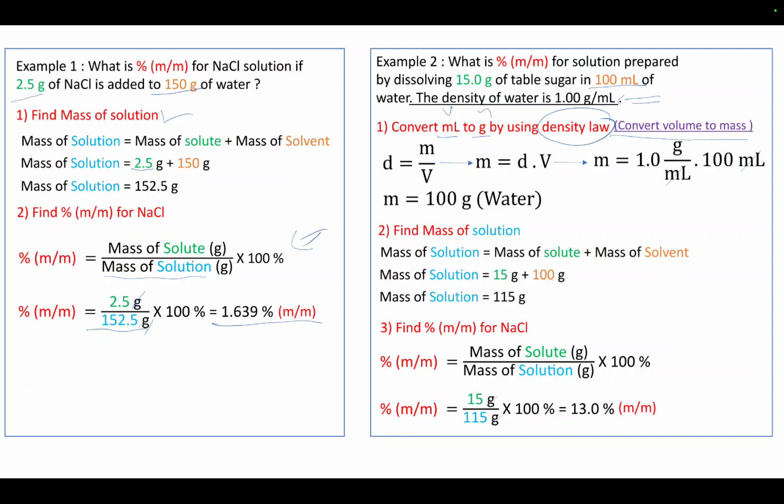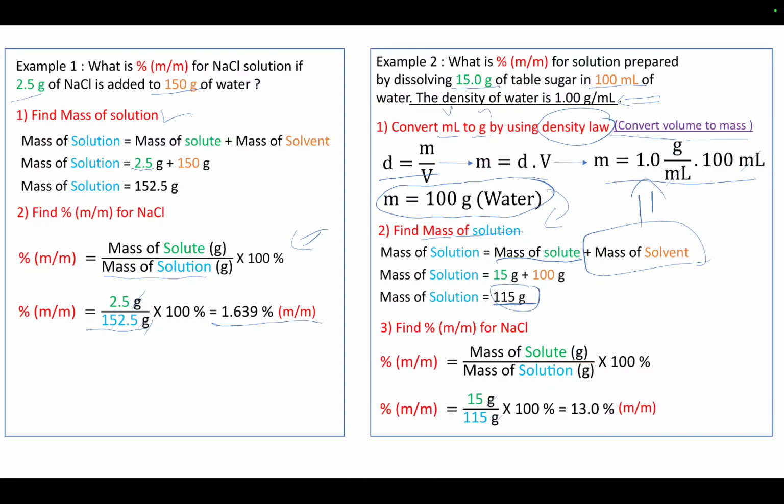That is why the density of water is already given in the question. So we write the density law, m equals d multiplied by v. So we substitute, and the mass of the water now is 100 gram, and this helps us to find the mass of solution, which is mass of solute, 15 gram, plus mass of solvent, which we found in step number 1 after we converted the volume to mass, milliliter to gram. The answer for the mass of solution is 115 gram.